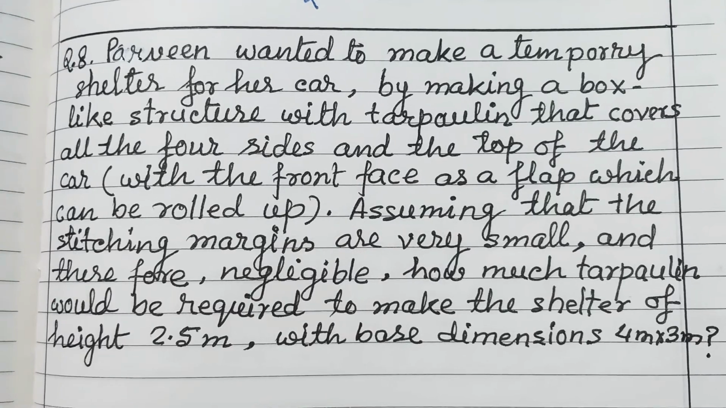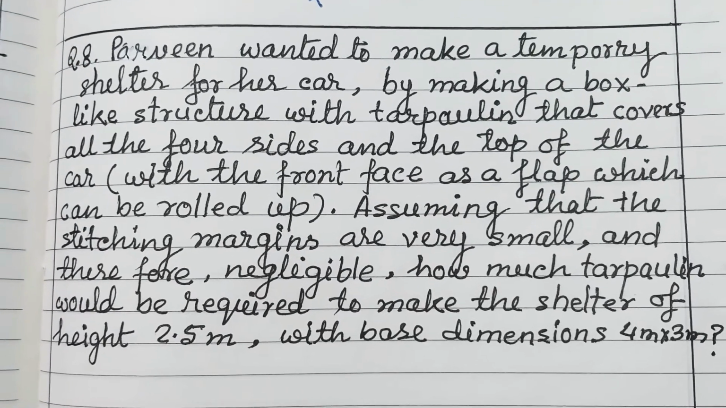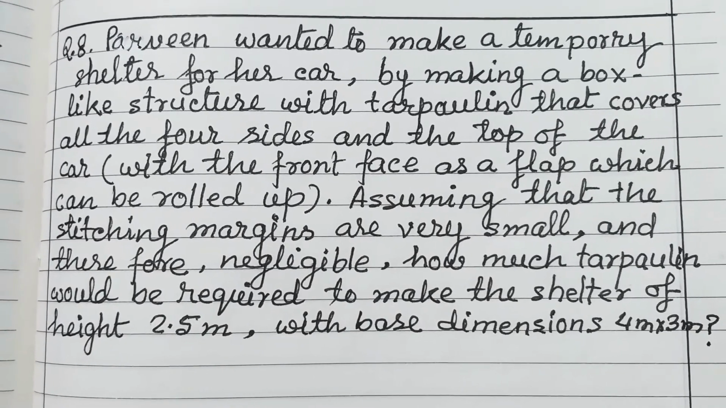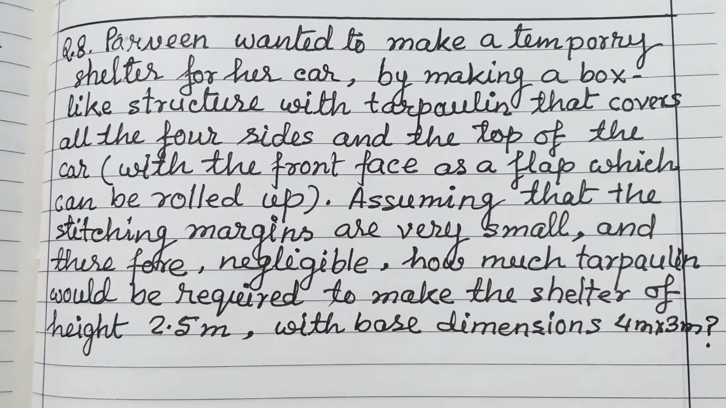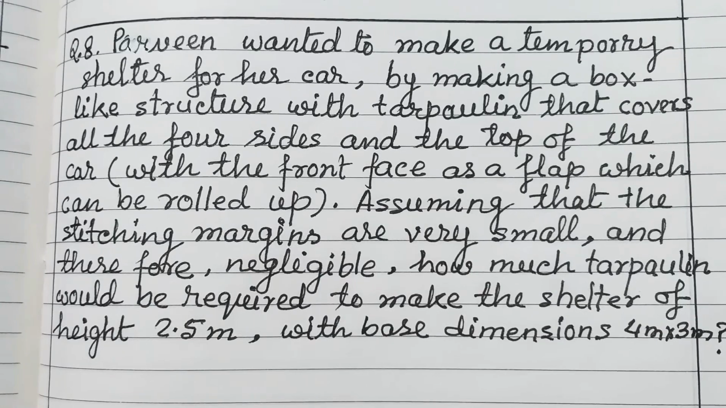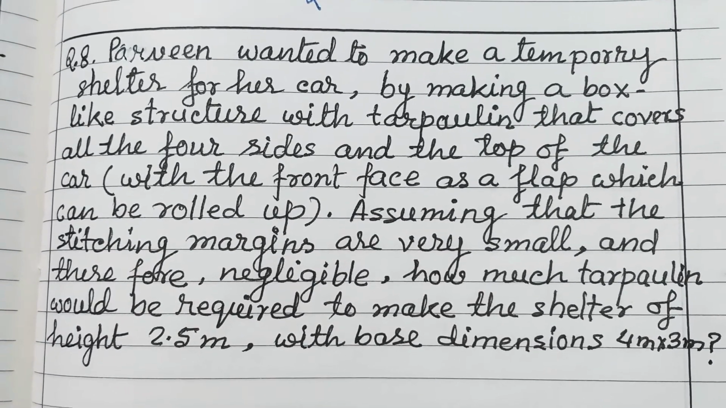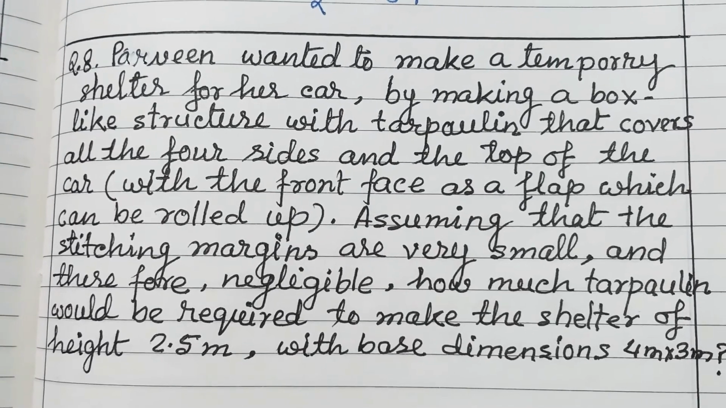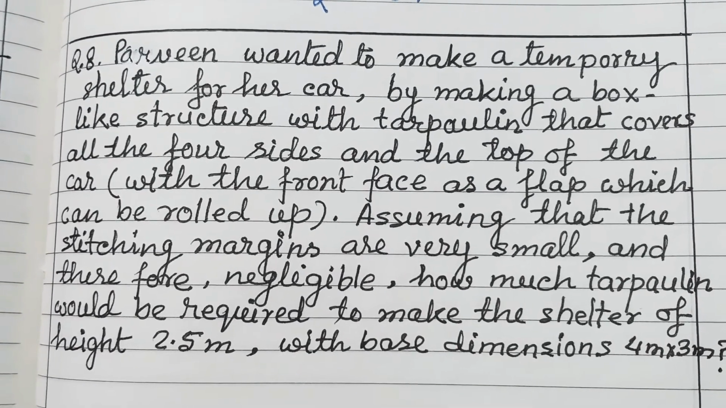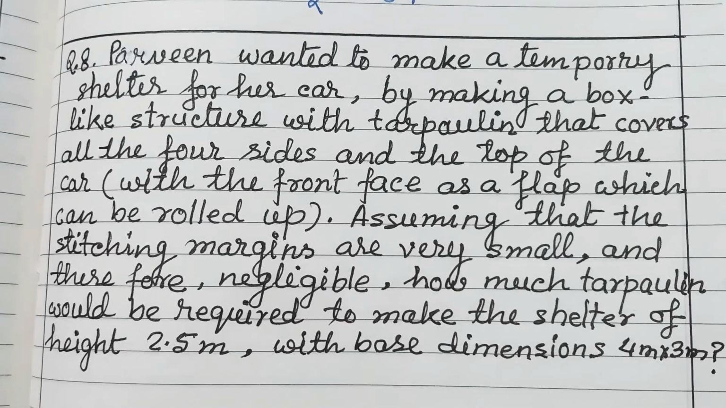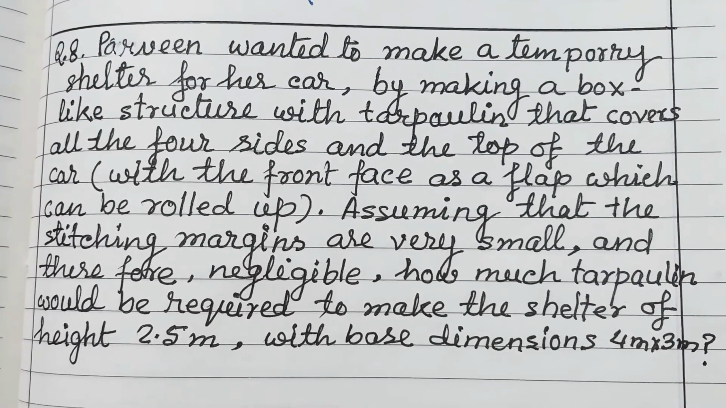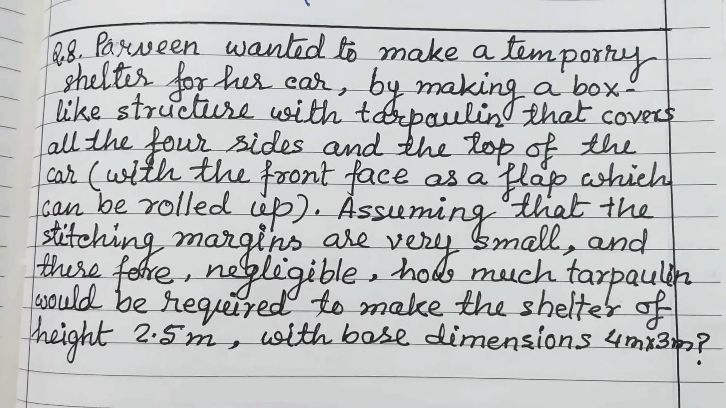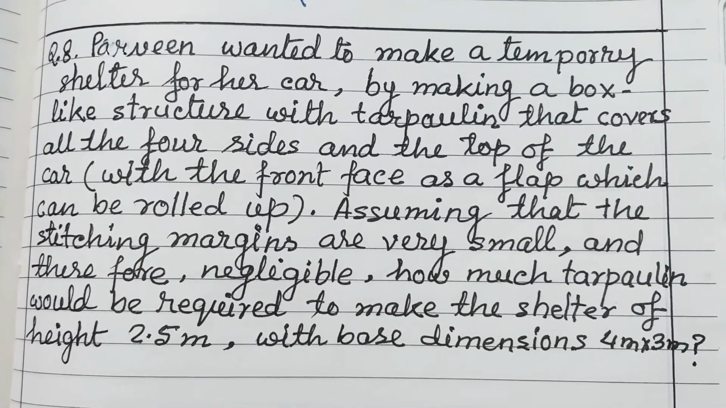Next question is, Parveen wanted to make a temporary shelter for her car by making a box like structure with tarpaulin that covers all the four sides and the top of the car, with the front face as a flap which can be rolled up. Assuming that the stitching margins are very small and therefore negligible, how much tarpaulin would be required to make the shelter of height 2.5 meter with base dimensions 4 meter into 3 meter?